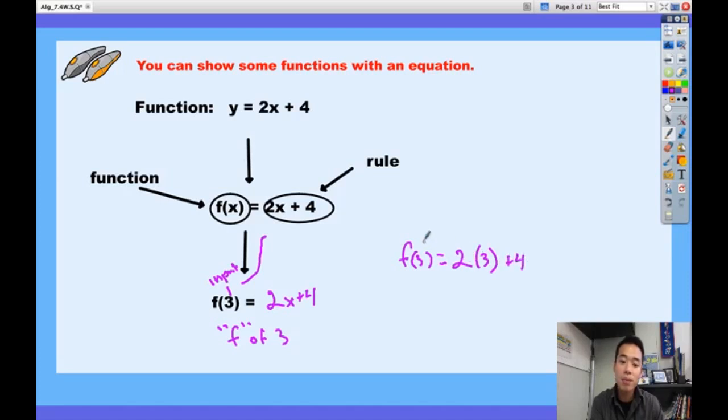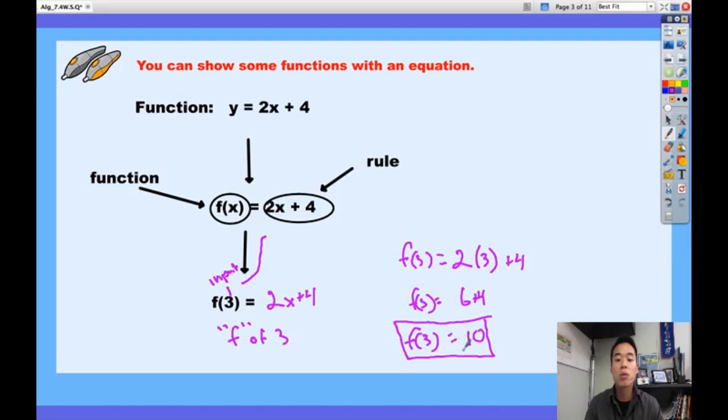In this case, it does mean multiply because the rule says 2 times x plus 4. f of 3 is then equal to 6 plus 4. So when I have the function of 3, I get 10. And that's the correct answer. To get full credit for function notation, you have to write it in the form of f of 3 is equal to 10. You just don't write x is equal to 10. You don't write f of x is equal to 10. You write f of 3 is equal to 10.